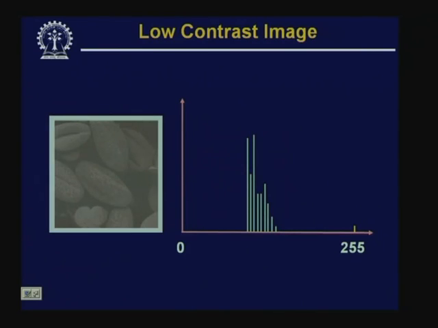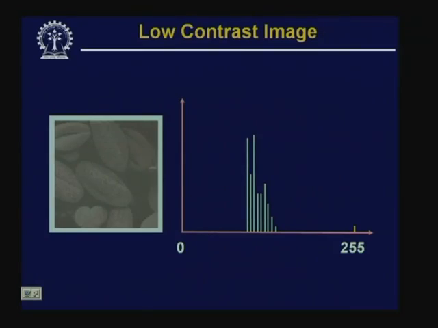Then the next image shows that here the image has pixels having intensity value in the middle range, but the range of intensity values is very narrow. As a result the image is neither very bright nor very dark, but at the same time because the dynamic range of the intensity values is very low, the image contrast is very poor.